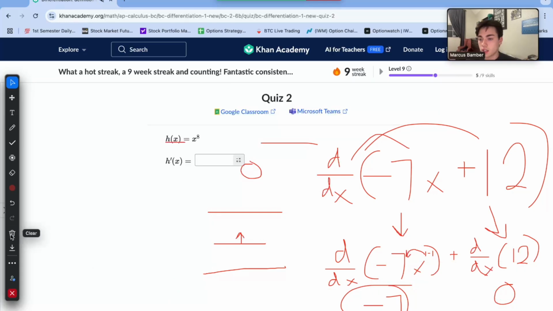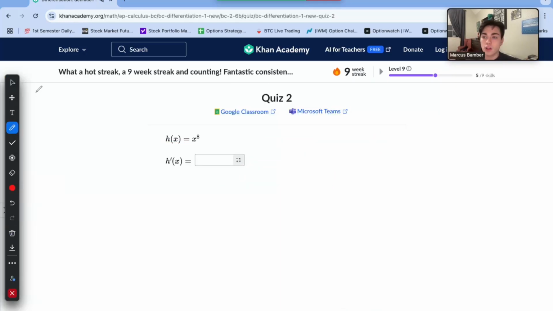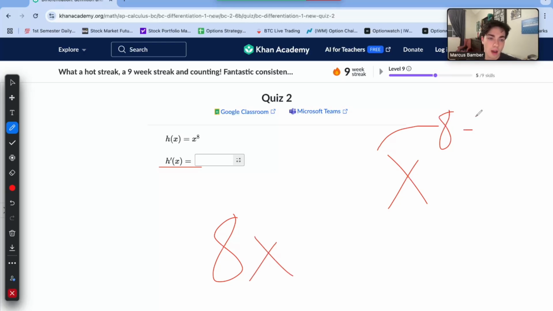Okay, on to question number 2. Just another notation for differentiation: when we have an apostrophe here, it just means we're trying to find the derivative of h of x. We're just going to use that power rule that I mentioned again. We take our exponent and we multiply with the coefficient. 1 times 8 is 8, so our new coefficient is 8. Then we have x, and then we subtract 1 from our exponent. 8 minus 1 is 7. So the derivative of x to the power of 8 is 8x to the power of 7.